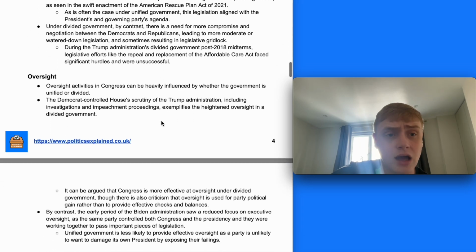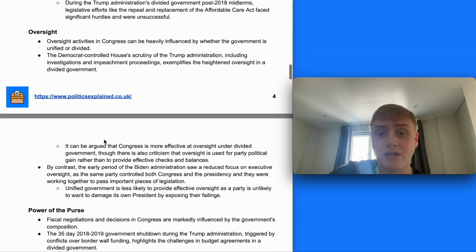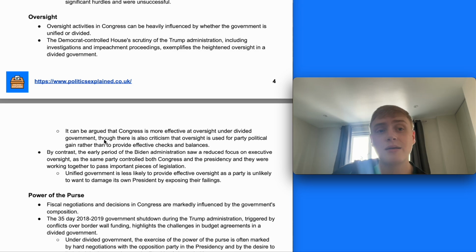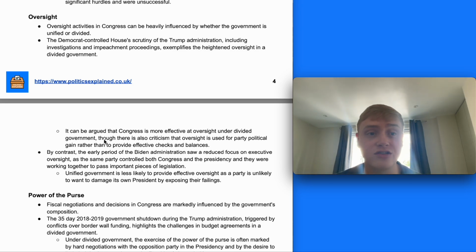In terms of oversight, this is really influenced by whether the government is unified or divided. The Democrat-controlled House's scrutiny of the Trump administration, including investigations and impeachment proceedings, exemplifies how when there's divided government, there's heightened oversight. And that can be seen as really good for scrutiny. It can be argued that Congress is more effective at oversight under divided government, but because they're more likely to try and damage the president, does that always result in better oversight, or just in using the oversight powers of Congress to damage the president for party political gain?